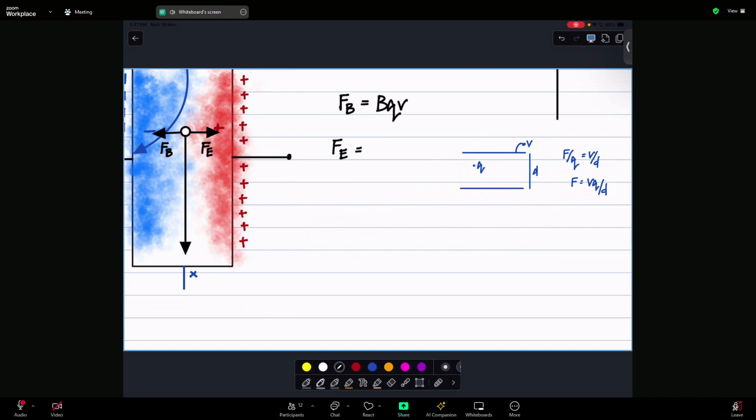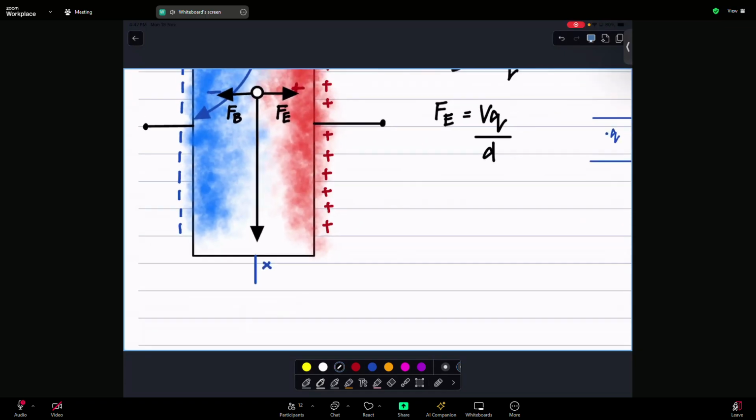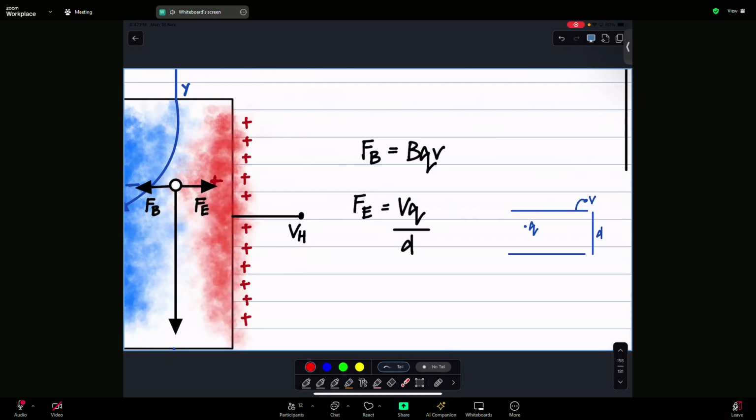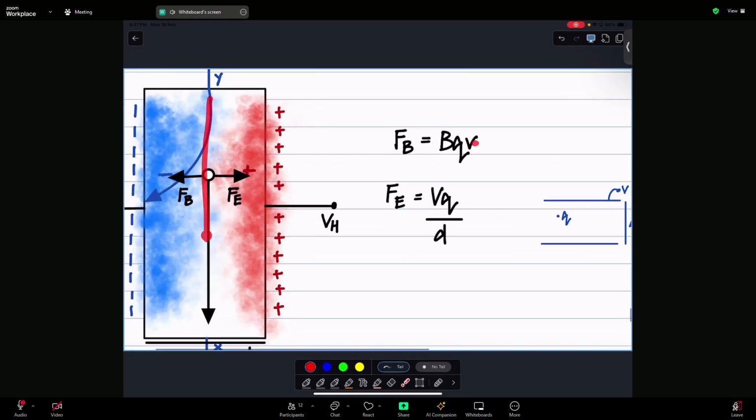Right, so that's going to be V. By the way, this V is the potential difference, okay? VQ by D. Now we need to set some parameters here. D is a value, the separation of the plates. V is going to be the Hall voltage, because isn't the potential difference here the potential difference between the two plates, right? Q is the charge of an electron, B is the magnetic flux density, V is the speed at which the electron is flowing. Okay, that's important. We'll see in a minute why.